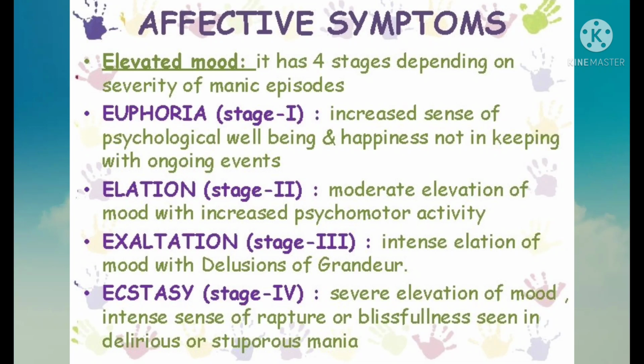Stage 2 is elation, moderate elevation of the mood with increased psychomotor activity. And stage 3 is exaltation, that is intense elevation of the mood with delusions of grandeur. And last one is fourth stage ecstasy, that is severe elevation of the mood, intense sense of rapture or blissfulness seen in delirious or stuporous mania. So the 4 stages are euphoria, elation, exaltation and ecstasy for elevated mood.